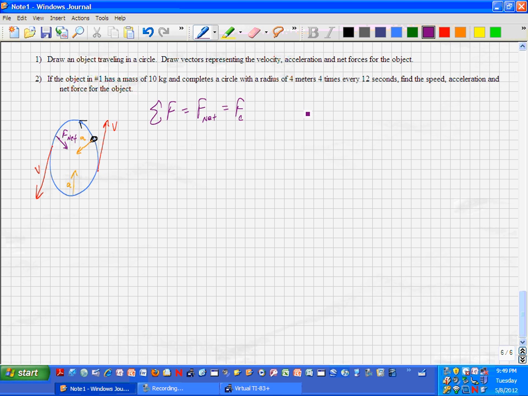We know that speed in a circle is going to be equal to 2 pi r over T. T is the number of seconds per revolution. So for this case, it completes 4 revolutions, 4 times around, 4 complete cycles every 12 seconds. So that means the period of revolution here is 3 seconds, 12 divided by 4.